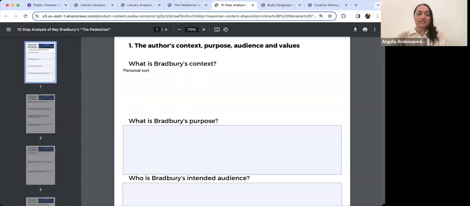So I'll just put in here personal context: Bradbury's own experience with the police officer.